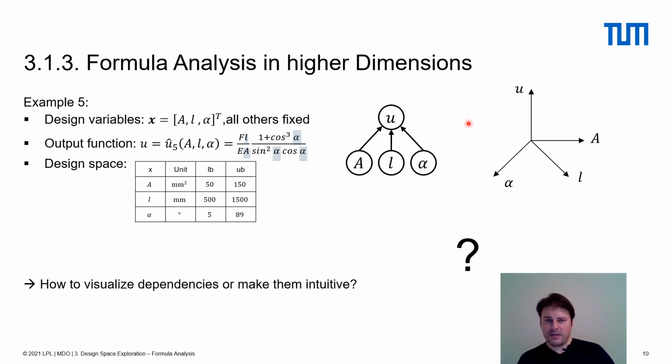But then, at the latest when you add yet another variable, that'll be very complicated, and you won't get much insight from that. So the problem we have is that the means to visualize the structure of functions with more than 2 design variables are very limited. So the question is, how can we visualize dependencies or make them more intuitive when we have more than 2 input variables?